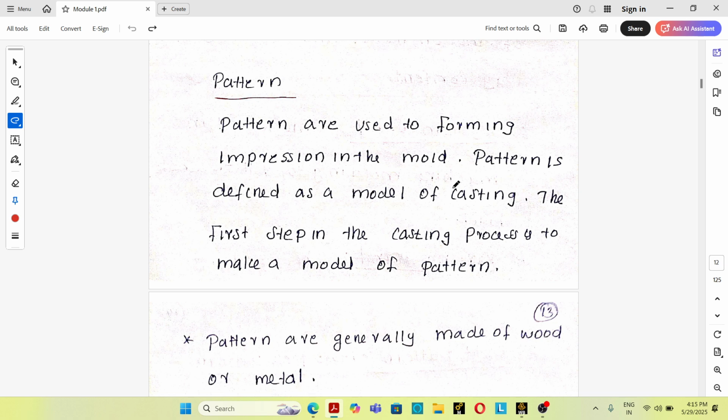The first step in any sandcasting process is making a model or pattern. The main purpose of a pattern in any sandcasting process is making an impression in the mold or mold cavity, and the pattern always represents a model of a casting. Commonly, wood or metal are used for making patterns in the sandcasting process.